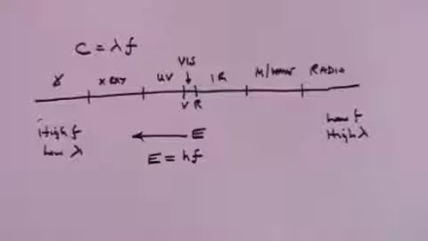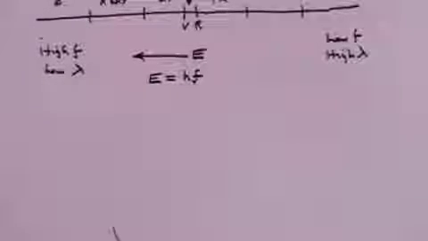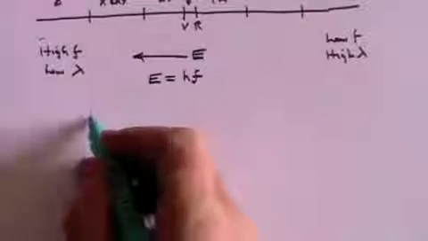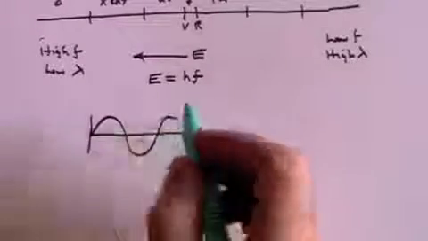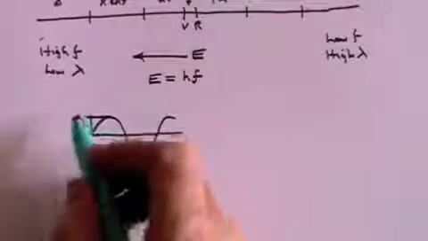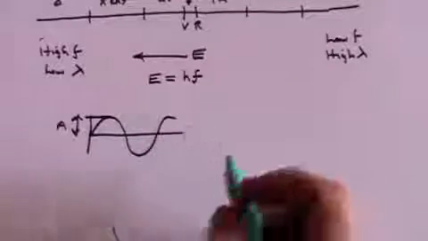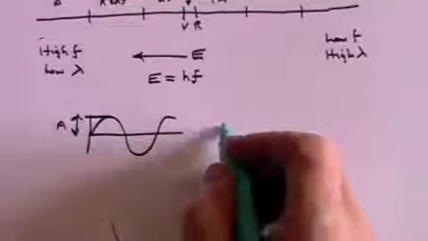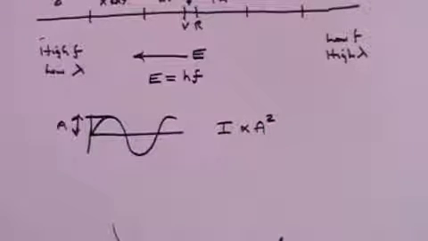Intensity is a measure of the energy in a wave. It's the brightness of light. It's the loudness of sound. It's the rate of flow of energy. And it's proportional to the amplitude of the wave. You remember that we described the wave like this, and we said that the maximum displacement was called the amplitude. And the bigger the amplitude, the greater the energy. In fact, the intensity is proportional to the amplitude squared.